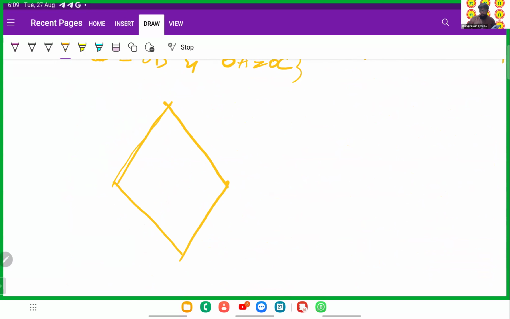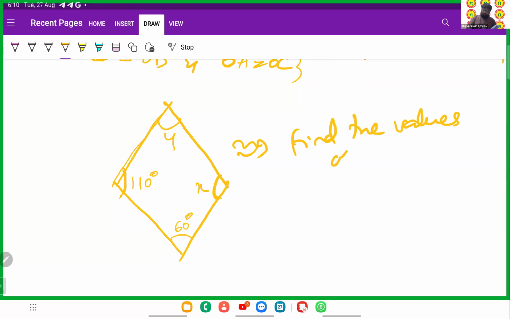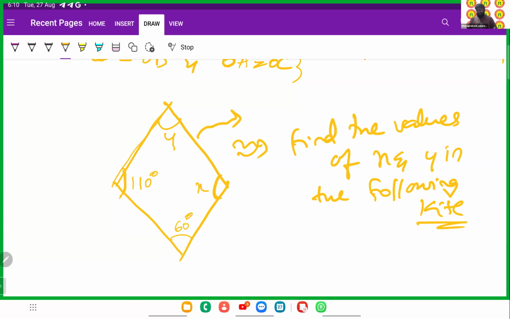In a kite, what we discussed in rhombus, opposite angles should be supplementary, no? Here opposite angles should be equal. Suppose here this question is given, find the values of x and y in the following kite. So they already mentioned which shape it is. They said it is a kite. So the characteristics of a kite is, yes, Gautam Krishna.